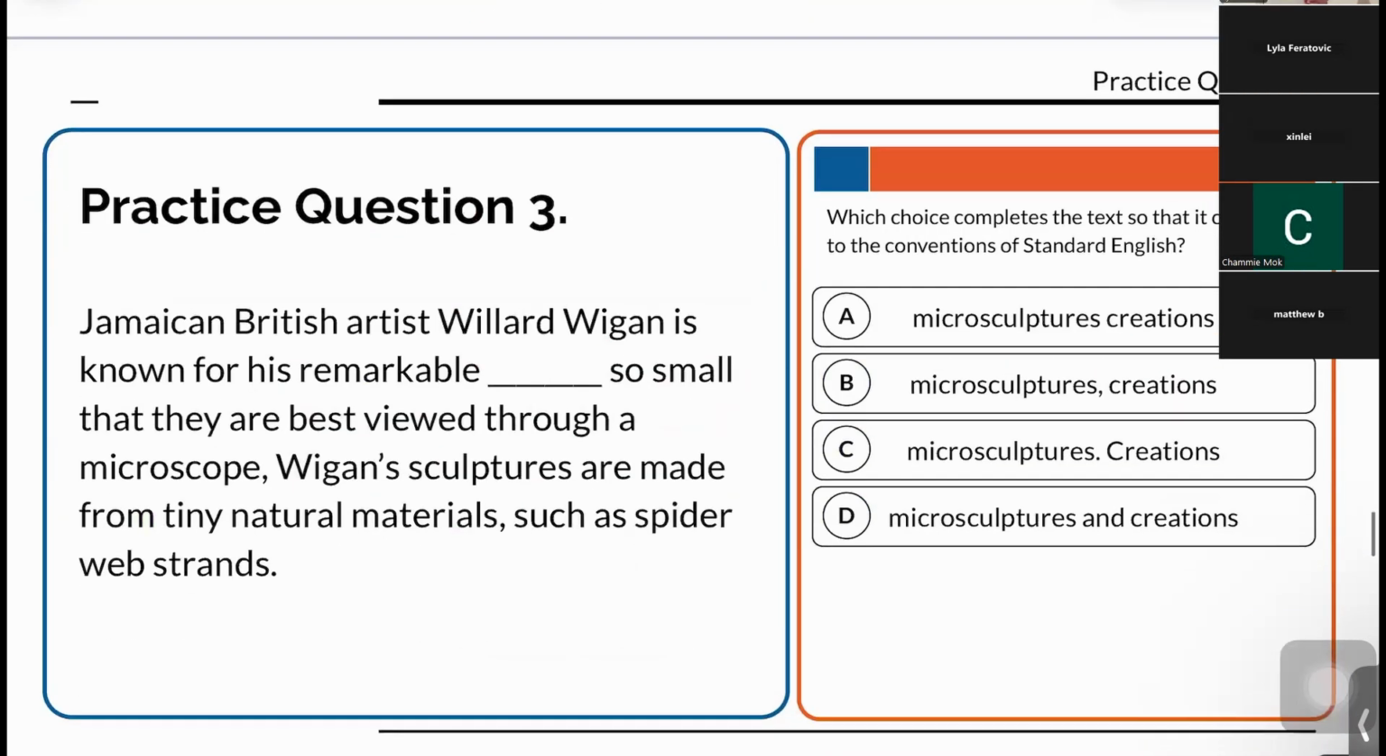All right, last one for this little section. So I'll give it a read, and then you can on your own try to work through this one, and then we will break it down from there. So Jamaican British artist Willard Wiggin is known for his remarkable blank. So small that they are best viewed through a microscope. Wiggins' sculptures are made from tiny natural materials such as spider web strands.